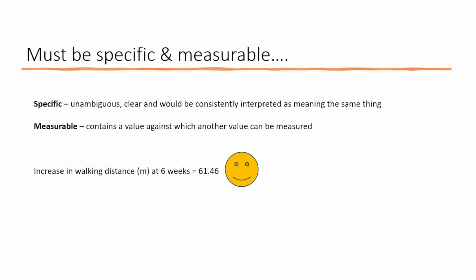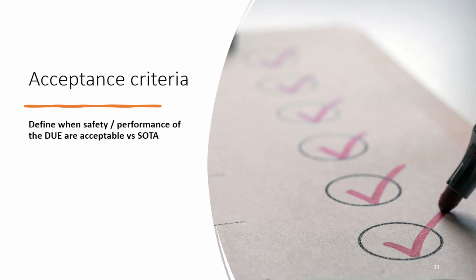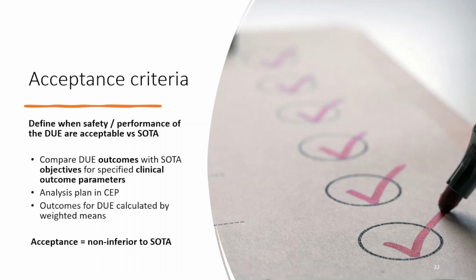And that's why we included reference to 6 weeks, because that makes it very, very specific to ensure that we're comparing like with like. Okay, so that leaves us to consider the final aspect of the non-conformity, which was reference to acceptance criteria. An acceptance criteria basically defines when safety or performance of the device under evaluation are acceptable in comparison to state of the art. And so what we're doing here is setting out a means for comparing the device under evaluation outcomes with the state of the art objectives for specified clinical outcome parameters.